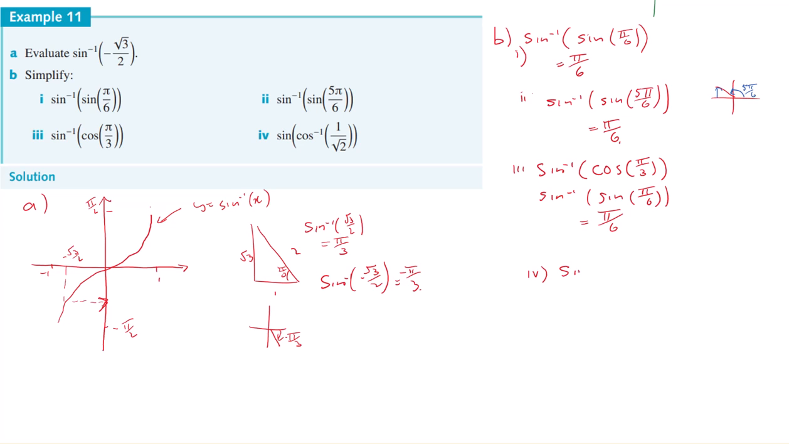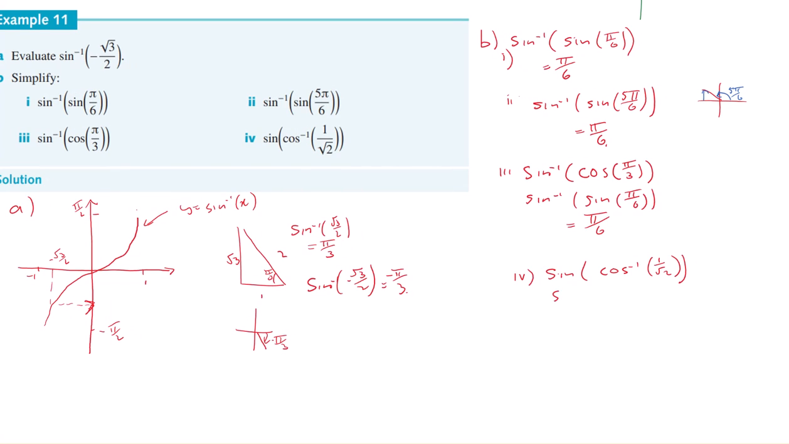All right, so let's do this last one. Sine of cos to the minus 1 of 1 on root 2. Well, the nice thing about this one is cos to the minus 1 of 1 on root 2 is obviously 45 degrees. So that's actually the same as sine of sine to the minus 1 of 1 on root 2. If you take 1 on root 2 and do the inverse sine of it and then do the sine of it, you haven't done anything to it at all. So it's just going to be equal to 1 on root 2.